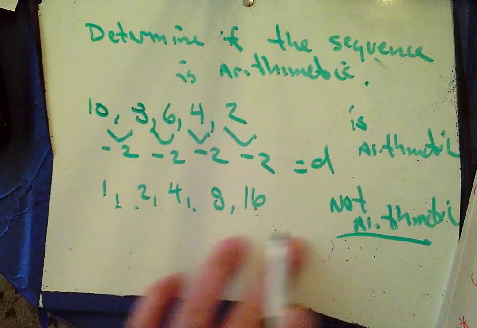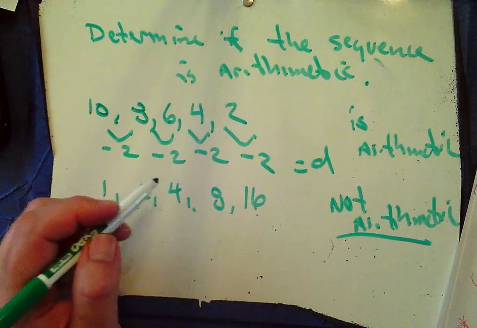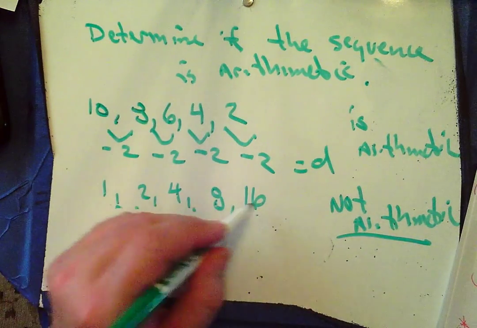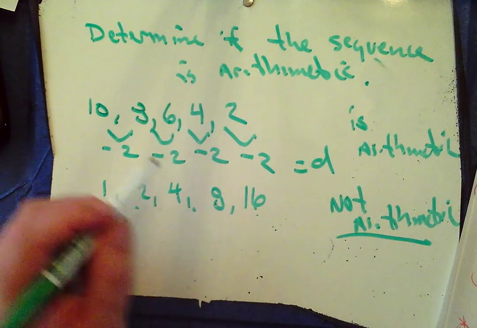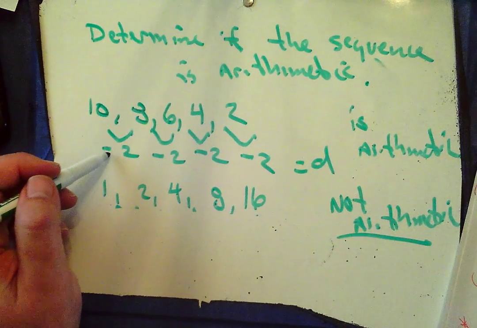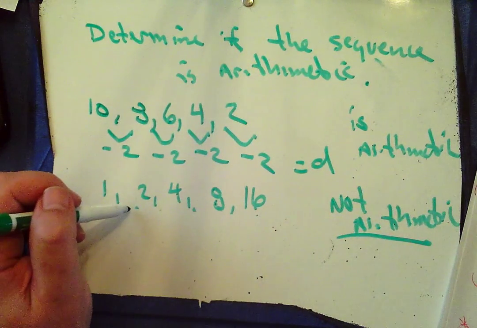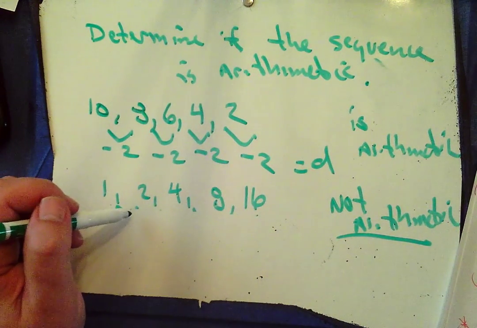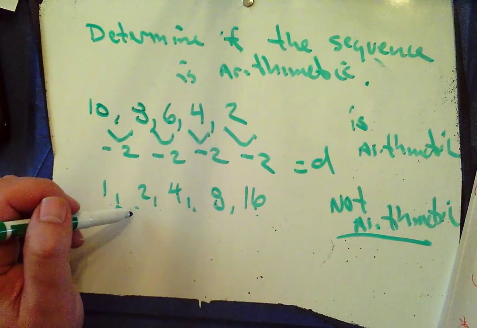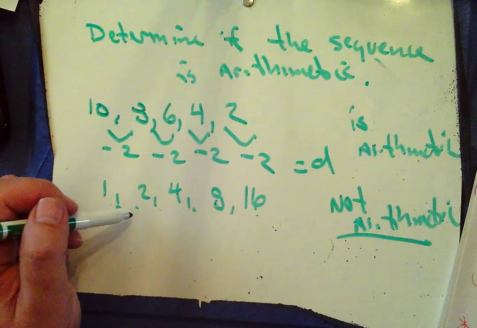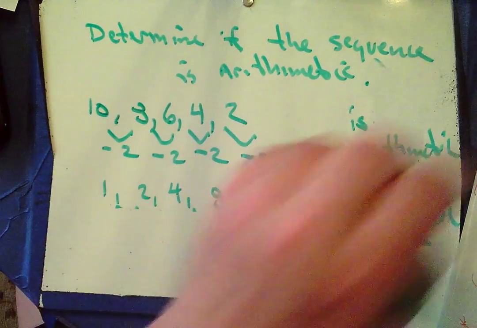These are going up not by the same amount, but they're multiplying by 2 each time. And so in a case where we're not adding or subtracting to find the next term, but we're multiplying or dividing to find the next term, that's going to be the hallmark of a geometric sequence. And we'll see videos for those in the future. Okay, what's next?